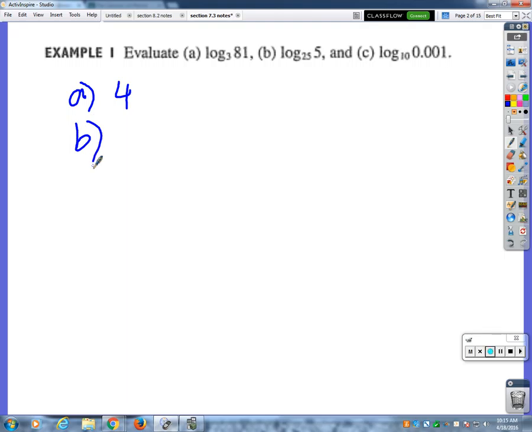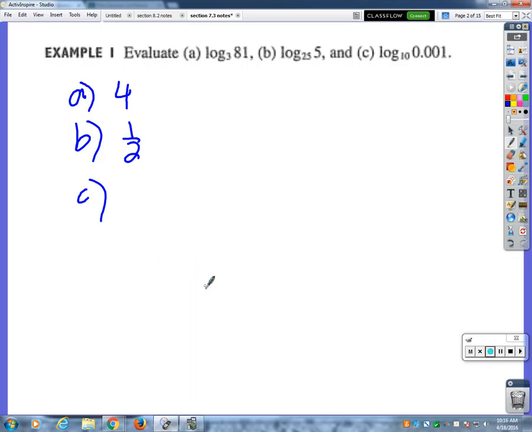How about log base 25 of 5? So that is asking 25 to the what power is 5? 1/2. Good, because the square root of 25 is 5, so you have to take a root there.